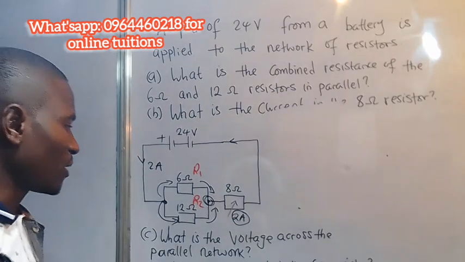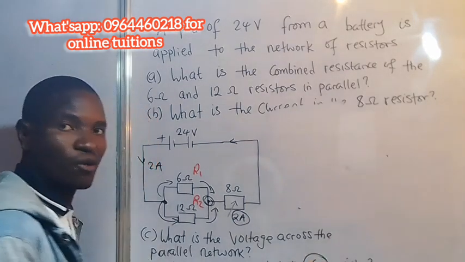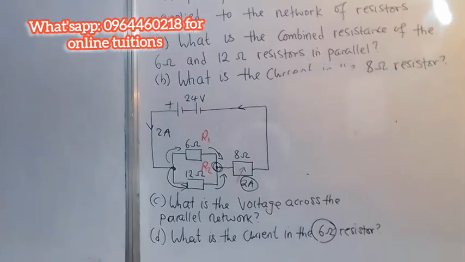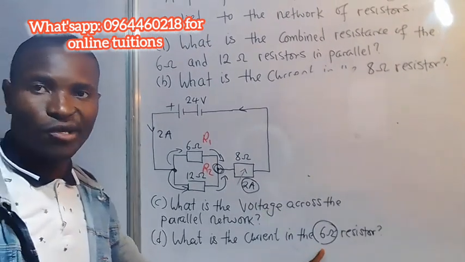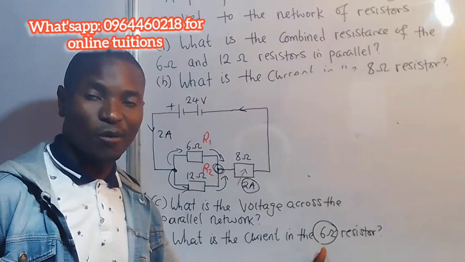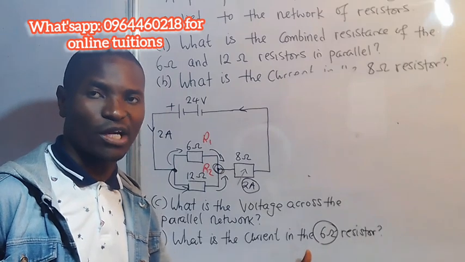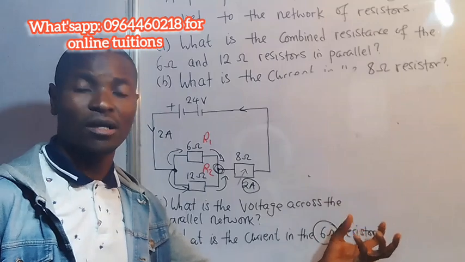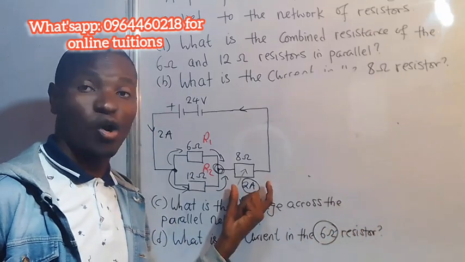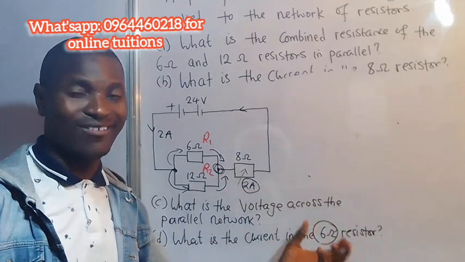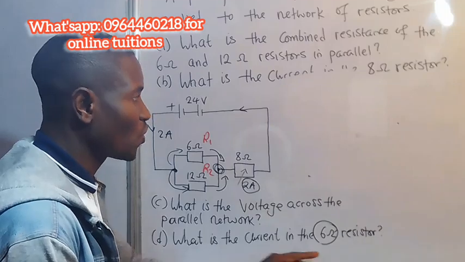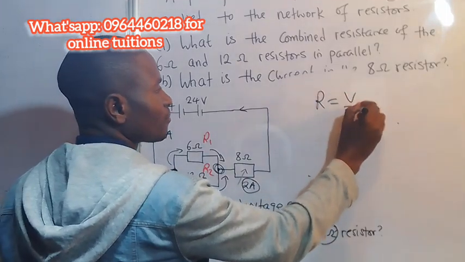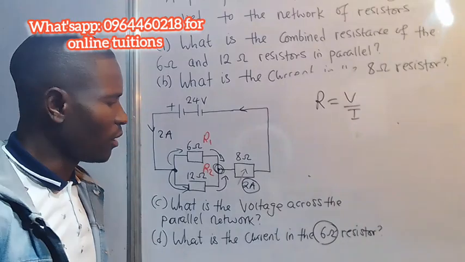Okay, so now I'm looking for the current in the 6 ohm resistor. Now, this is in parallel, okay? The current in the parallel is not the same as in the series connection, or rather, resistors that are in series. So now, what am I looking at?